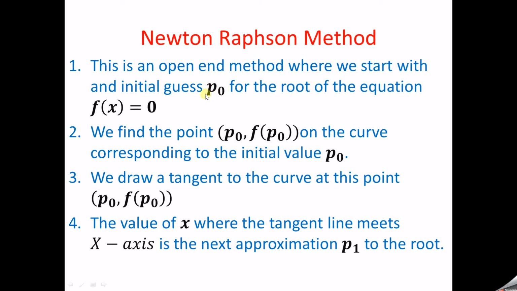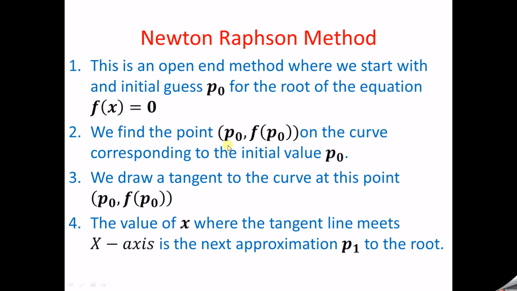The value P naught we take on the x-axis, because this is the initial guess for the root. Root is always the x value. That means we take this P naught on the x-axis, and corresponding to this P naught we find the point on the curve f(x) = 0. So the corresponding point on the curve is (P naught, f of P naught).